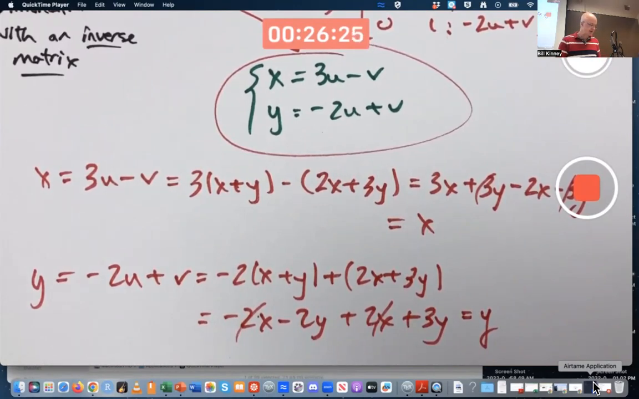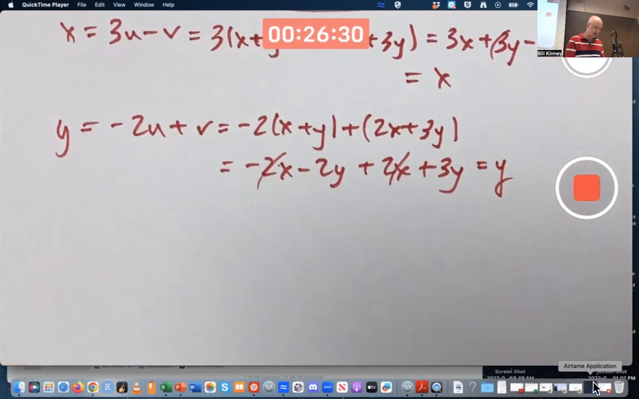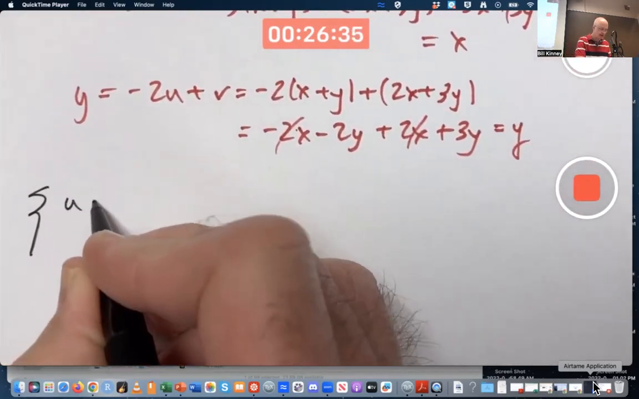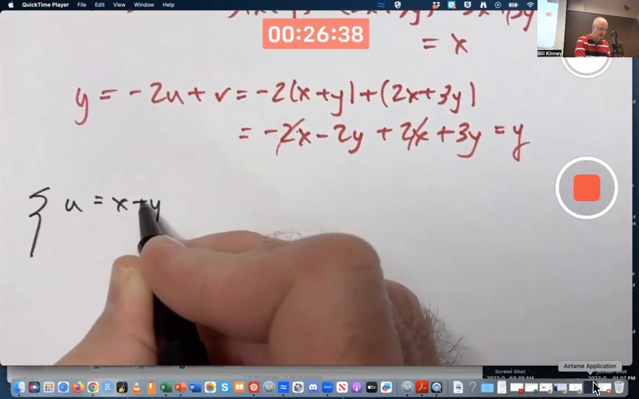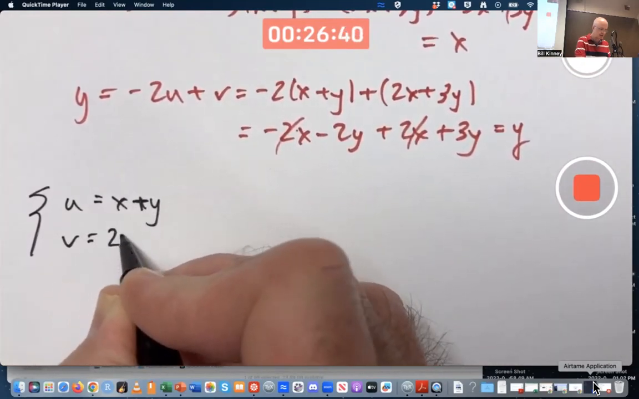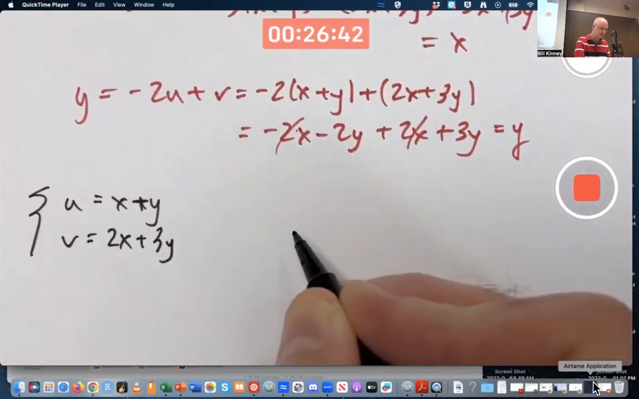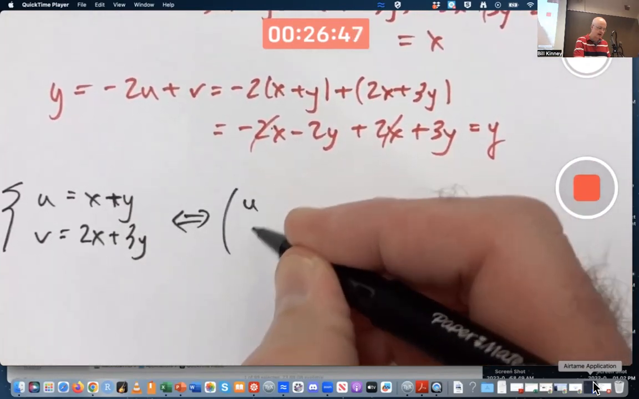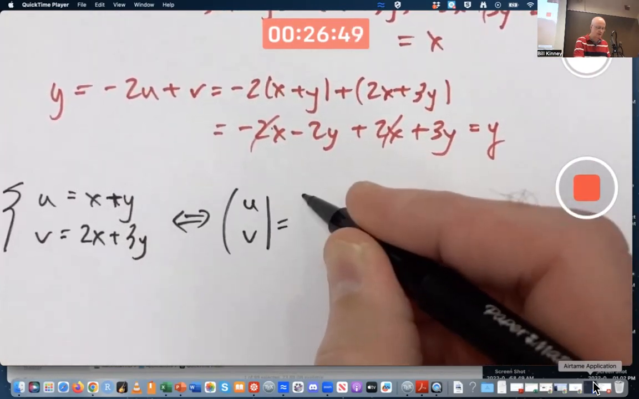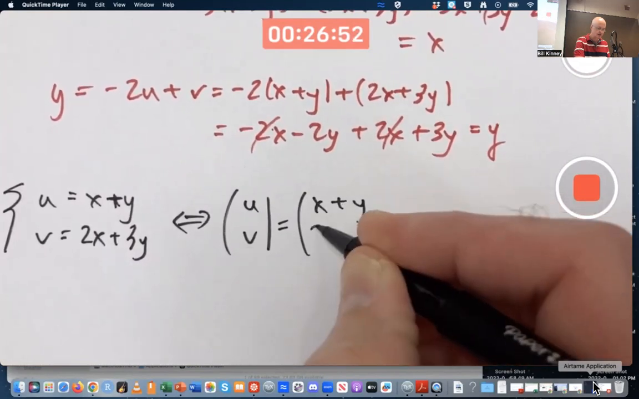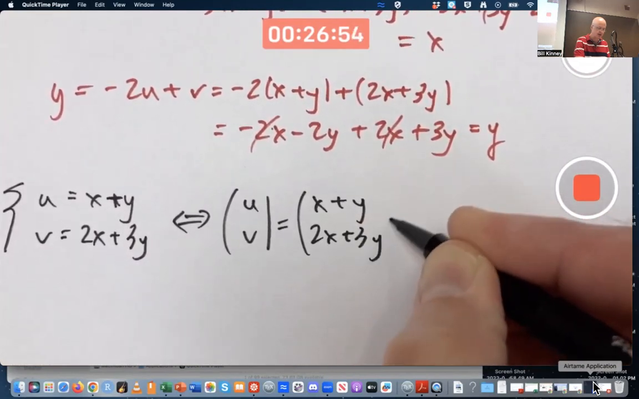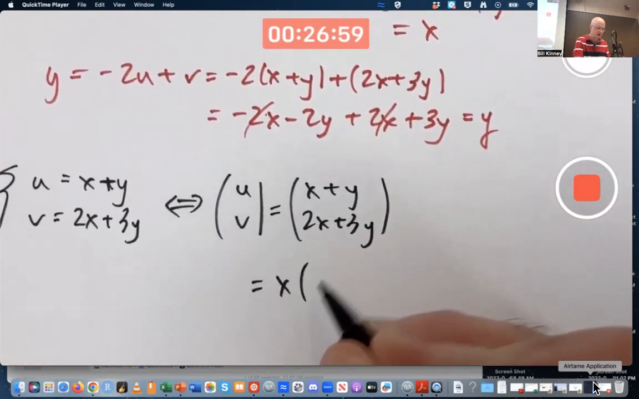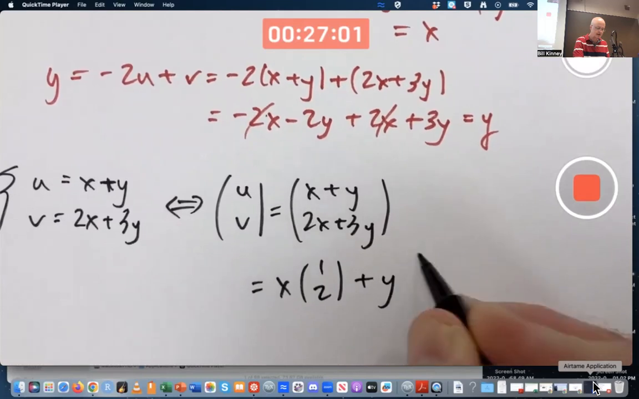Let's think of it in terms of matrices now. So again, my original equations were u equals x plus y, v equals 2x plus 3y. In vector form, that's saying the vector whose components are u and v equals this vector involving x and y. Separate that out as a linear combination of two constant vectors like this.